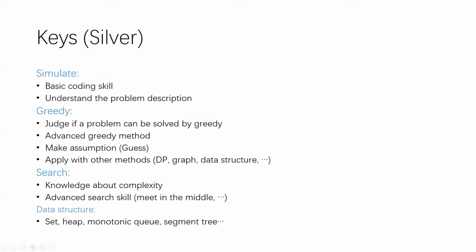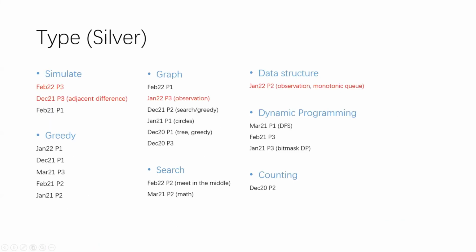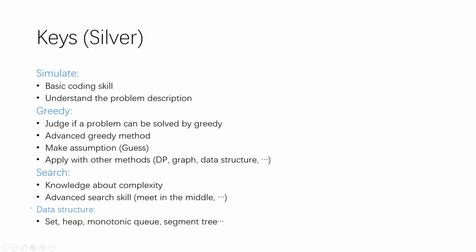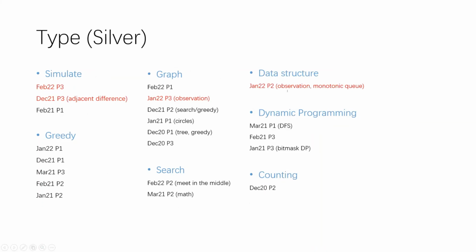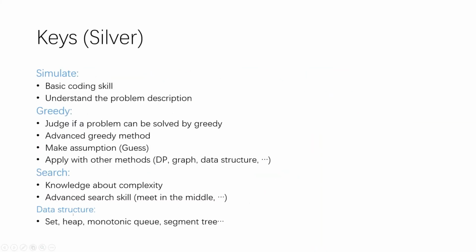And for search, you need advanced search skill like meet in the middle, in this problem. And for data structure, there are few data structure problems in silver stage. Only one here. But you still need to learn something like set, heap, monotonic tree, and segment tree, this kind of data structure.